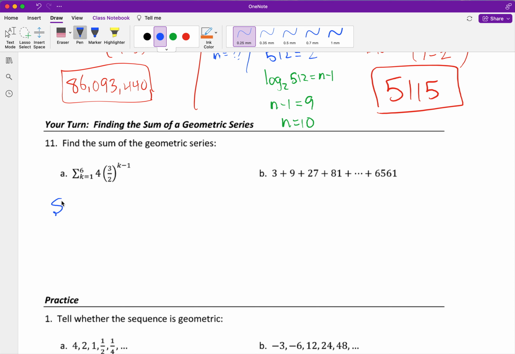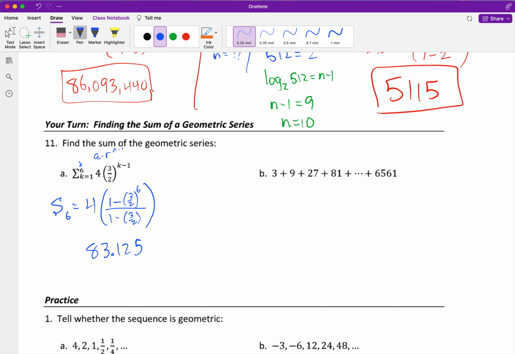I got to find the sum of the first 6 numbers here. So I'm going to do, again, this lines up perfectly with our pattern here, a1 times r to the n minus 1. So a1 is 4, and then my r value is going to be 3/2, and I'm going to the 6th term because that's what my top number is here. Very, very carefully type this into your calculator. You should get 83.125.